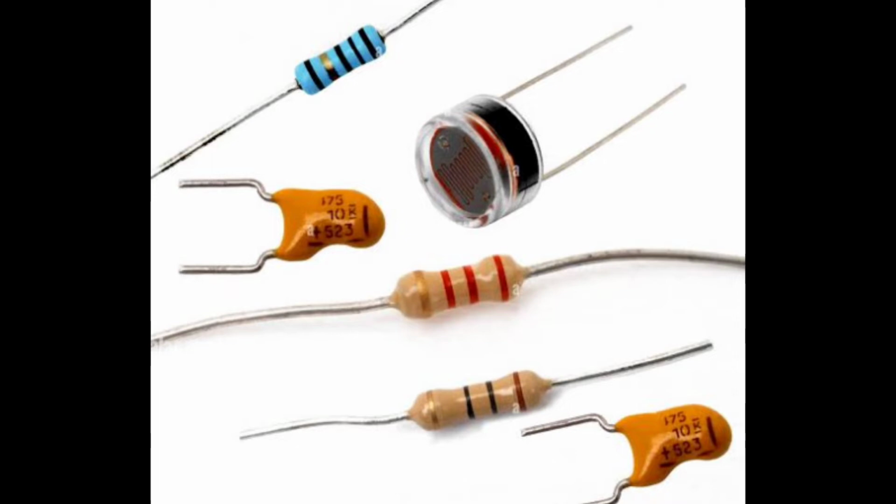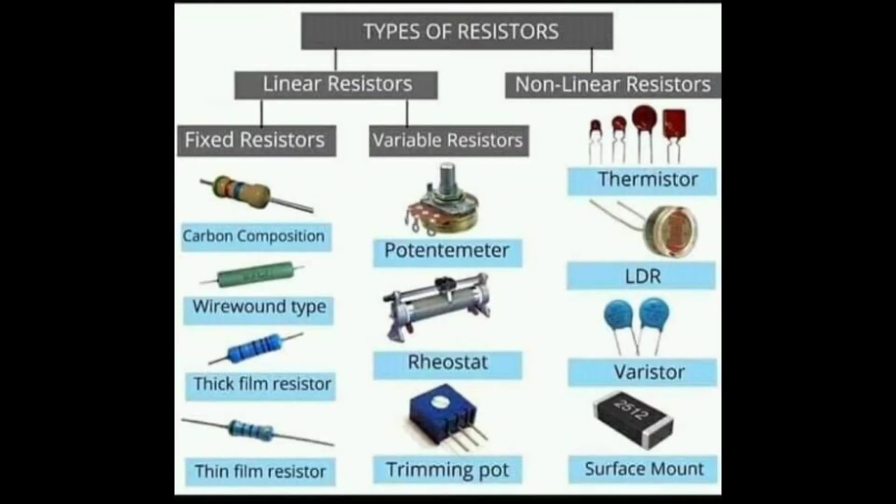The term passive electronic component means that the resistor only consumes power, it cannot generate power. Resistors are most commonly used to limit the current, divide the voltage, and as pull-up or pull-down resistors with microcontroller input-output pins. Resistors come in different sizes, shapes, and materials.